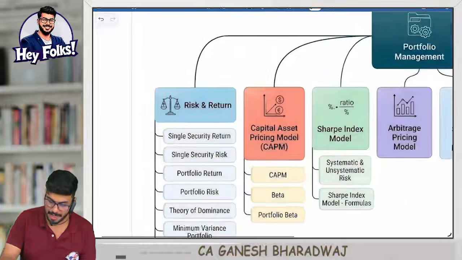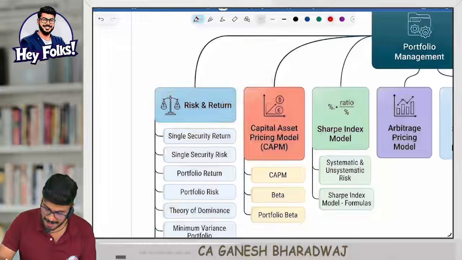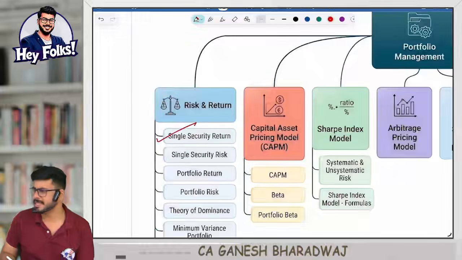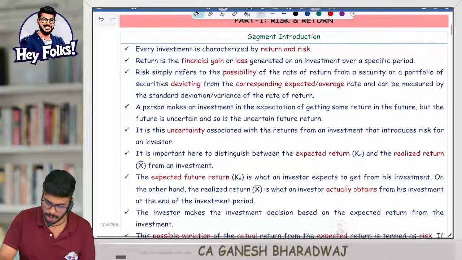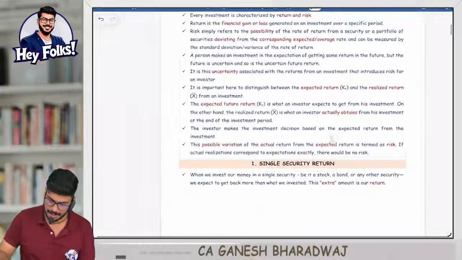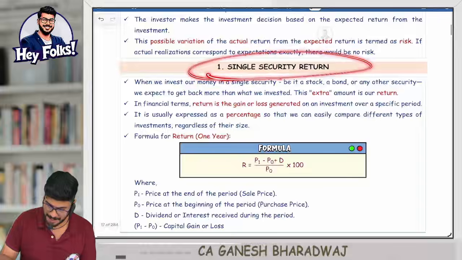Right now, where are we, guys? We are in this particular segment, risk and return, and under this segment we have now completed single security return, and we have also completed what? Single security risk. Right now, quickly let's give a walkthrough here. Risk and return, I've just mentioned a few things here. You can go through it quickly later on. Main thing I will just read.